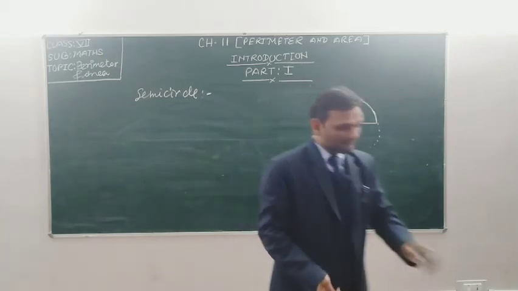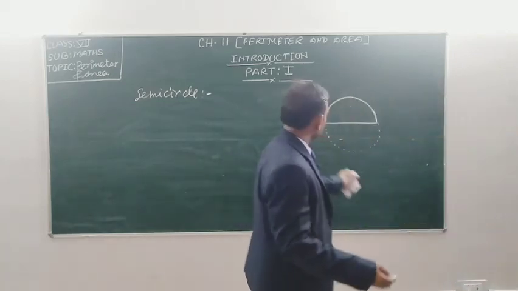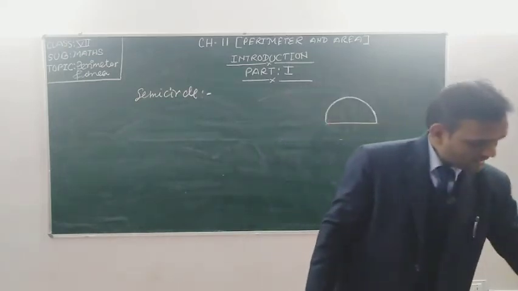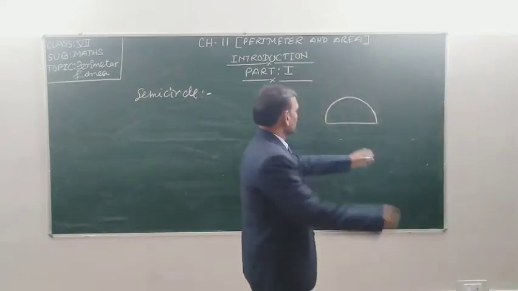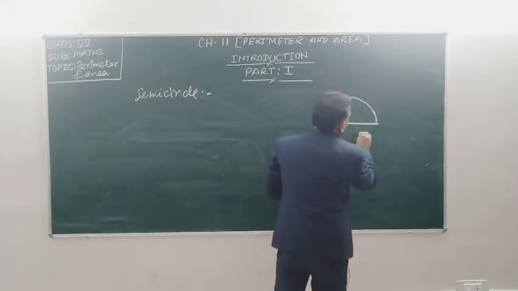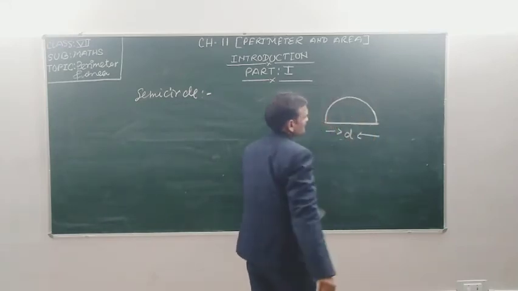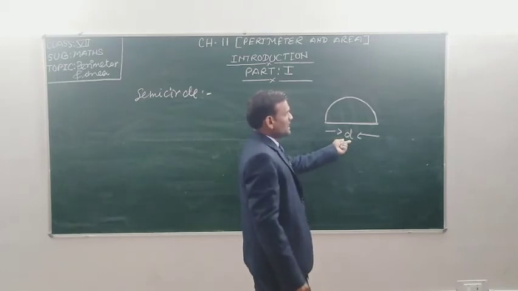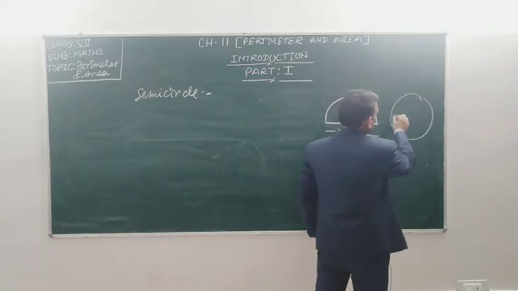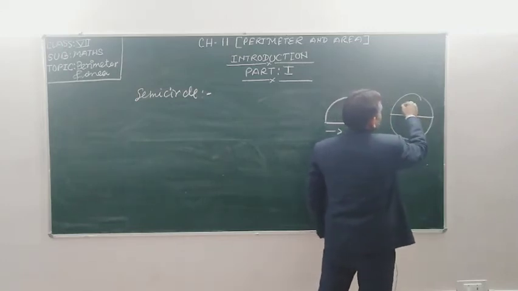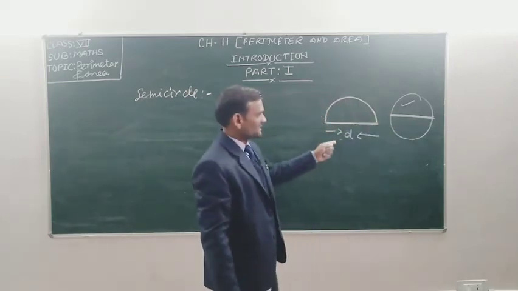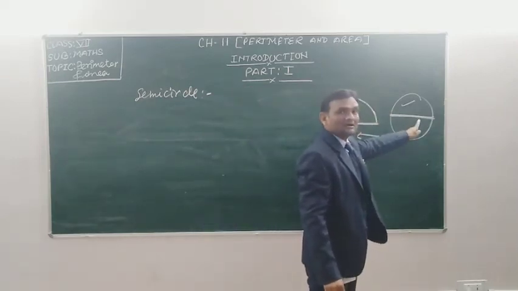But here I am taking the semicircle. I am going to study the semicircle. So we are making the semicircle here, student. What is this, student? This is the diameter. This is the diameter of the circle R. Because this is my full circle and this is the semicircle. So this line is the diameter of the circle, which goes through the center.